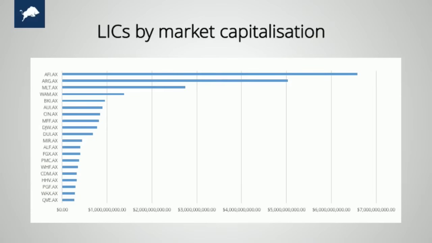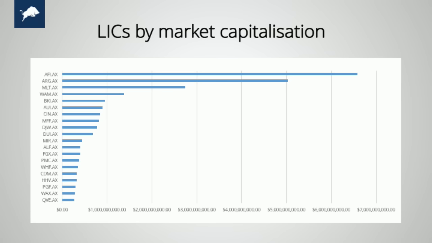Now, the next slide shows the negative aspect of listed investment companies. This shows us listed investment companies here by market cap. You've got AFIC at the top, which is about $6.5 billion. You then have Argo at roughly $5 billion. You've then got Milton, and then it's Daylight. Very few, and these are the top 20 on the market currently, very few are above $1 billion.